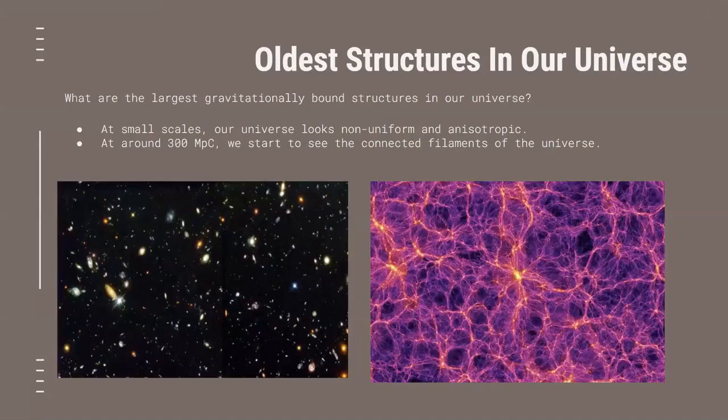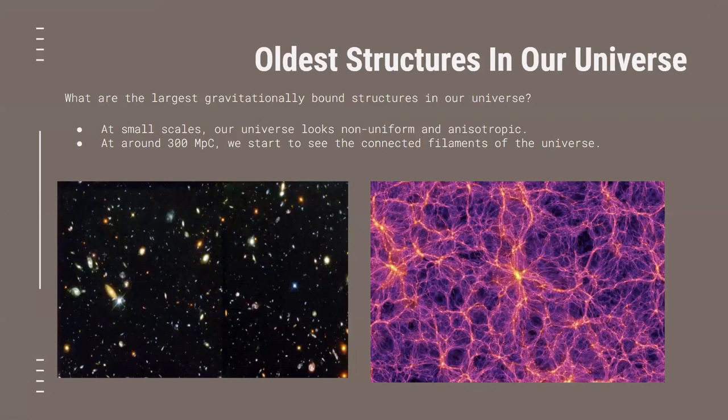For starters, we need to discuss the large-scale structure of our universe. From our perspective on the Earth, when we look into the night sky, our universe seems distinct and full of non-uniform densities of stars and galaxies. In fact, even on the scales of megaparsecs, the universe still looks largely anisotropic. It's only when we look on scales of hundreds of megaparsecs that the universe begins to look uniform, homogeneous, and isotropic. At around 300 megaparsecs, we start to see the connected filaments of the universe.